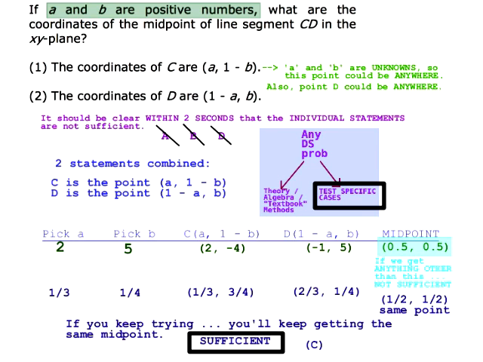So any questions about testing cases here? Smiley face, this makes sense.